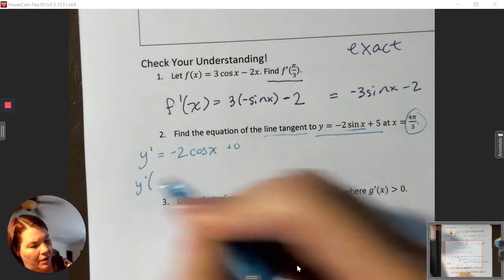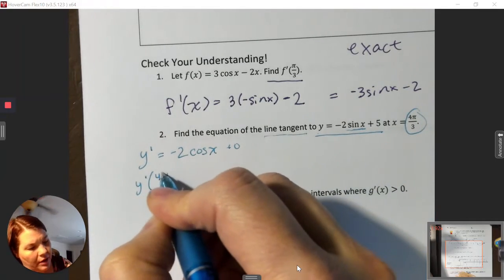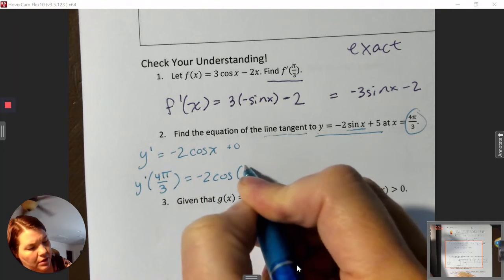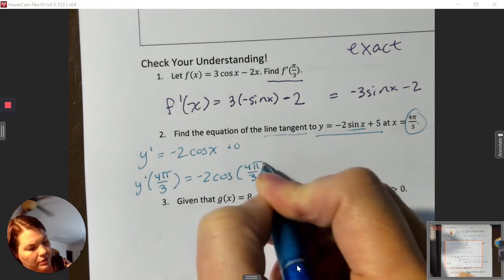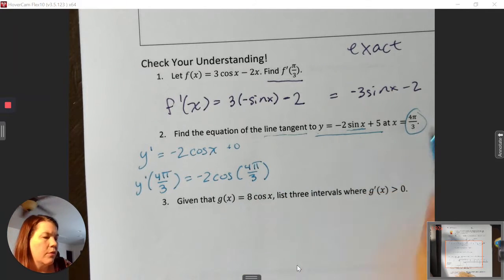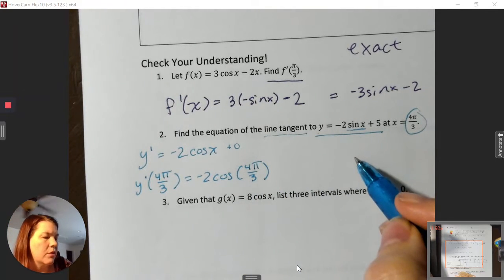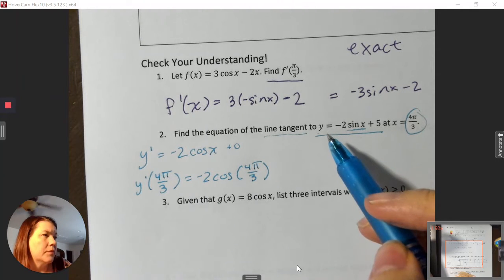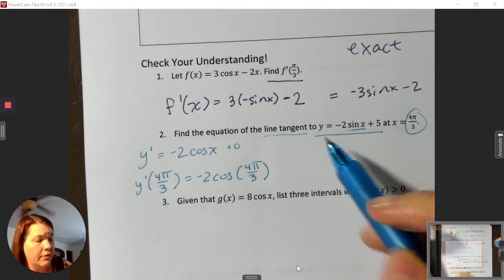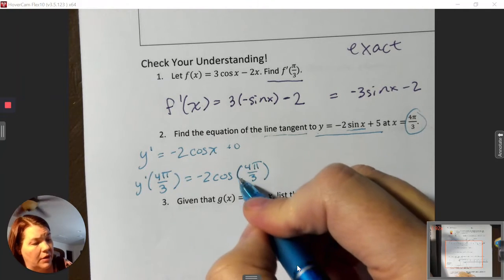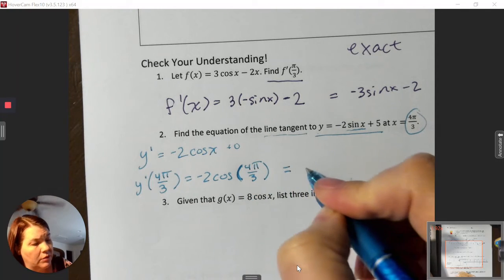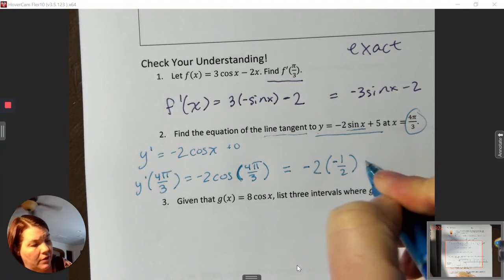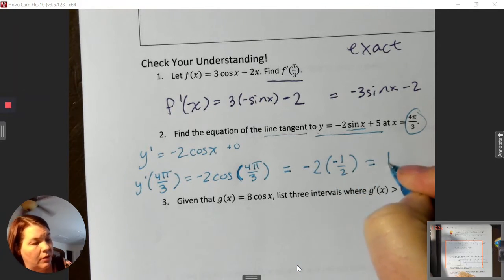So y prime at 4 pi thirds equals negative 2 cosine of 4 pi thirds. Using the unit circle, 4 pi thirds is in the third quadrant, so cosine will be negative. Cosine is 1/2 at pi thirds, but at 4 pi thirds it's negative 1/2. So this is equal to negative 2 times negative 1/2, which is equal to 1.